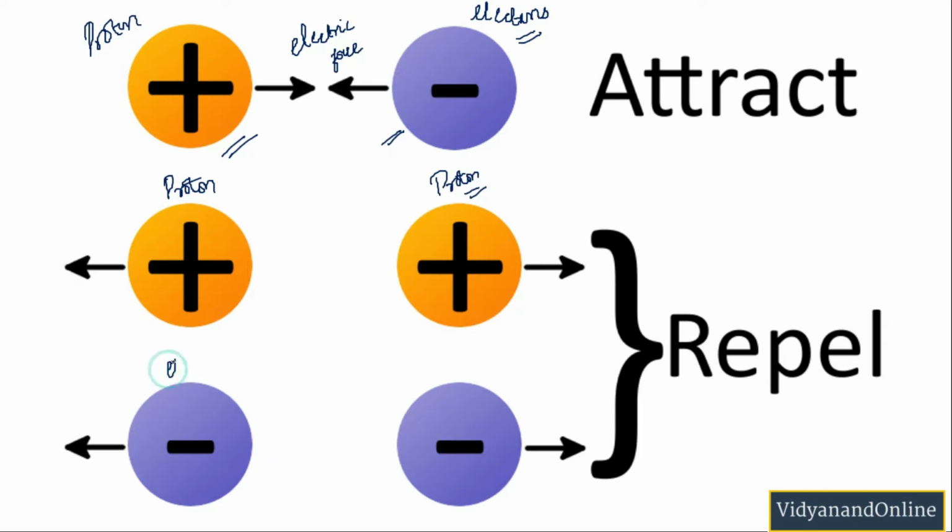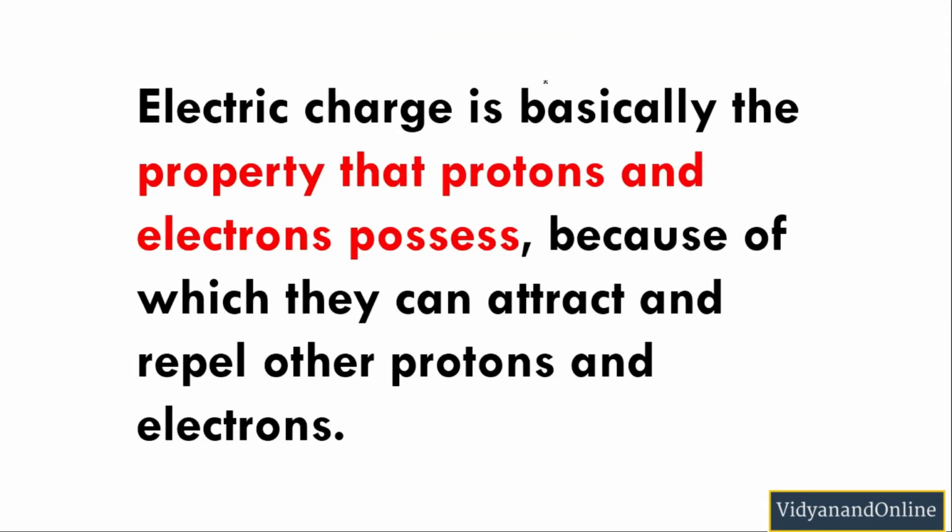Okay, now you have an electron here and you have another electron here, and you want to bring them close to each other, but they won't come close because there is an electric force between them, because of which they will repel each other. So whenever you have similar charge, the bodies will repel each other, and when you have opposite charge, the bodies will attract each other. So what can you say about electric charge? You can say that electric charge is basically the property of protons and electrons.